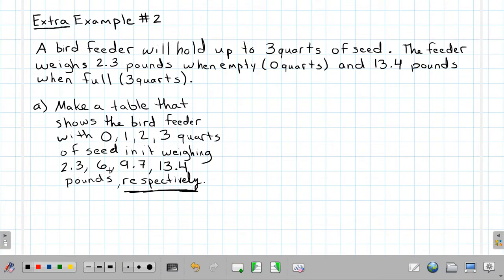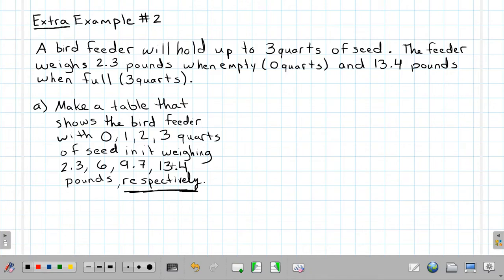Okay, just to tell you, nobody here to answer this question, but you can answer it in your head. What it means to be respective in this case is, if you see this list here, we have 0, 1, 2, and 3. Well, in this list, we have 2.3, 6, 9.7, and 13.4. What this word respectively means is that each place in the list matches up. So that means 0 matches with 2.3, 1 matches with 6, 2 matches with 9.7, and 3 matches with 13.4.